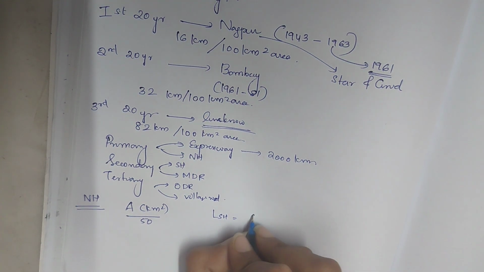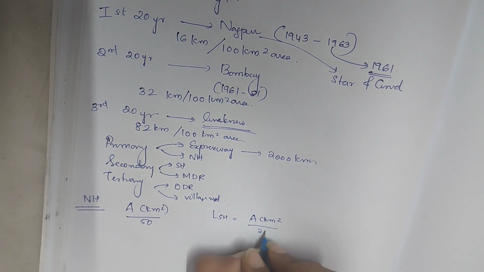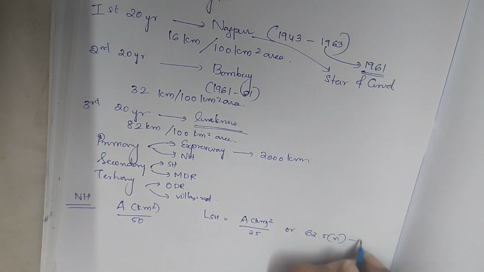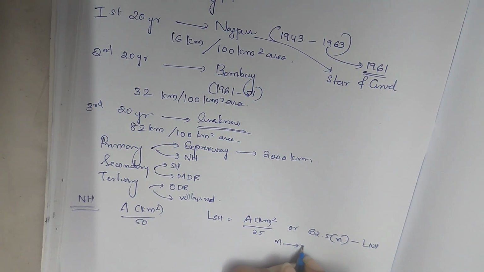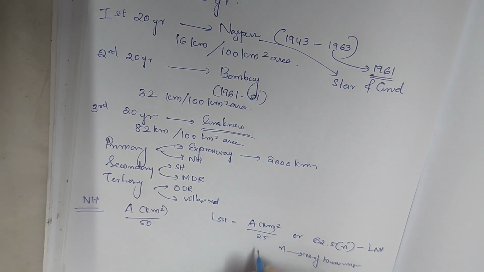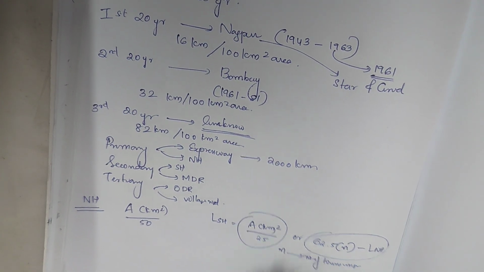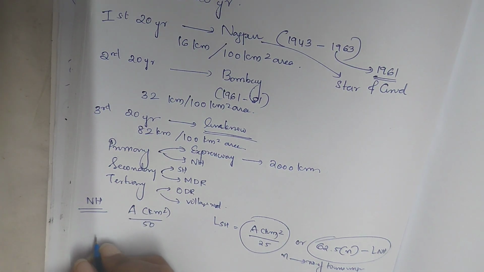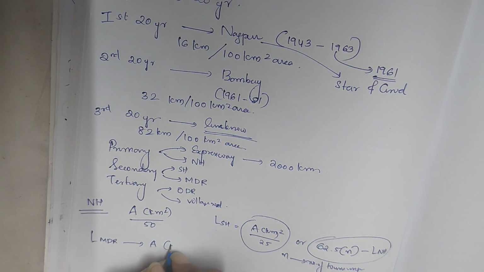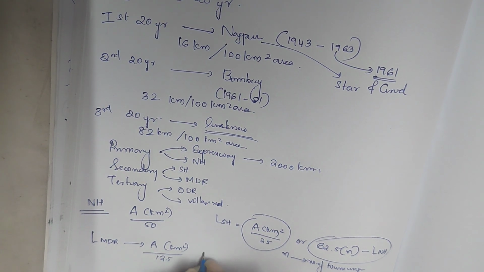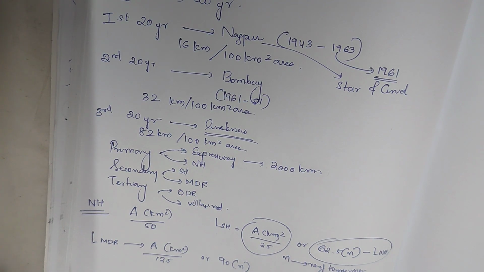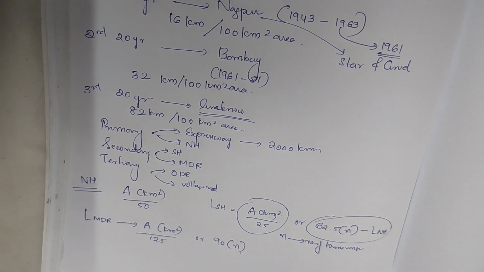Length of state highway is area in kilometer square divided by 25, or 62.5 into n minus length of national highway, where n is the number of towns in the given area. For length of state highway we should calculate both values and take the maximum. Length of major district road is area in kilometer square divided by 12.5, or 90n, where n is the number of towns in the given area. We should calculate both and find the maximum.